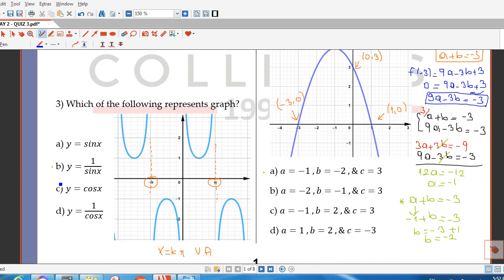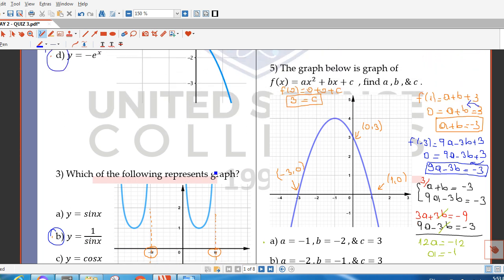Question 3. Which of the following is the graph? If we pay attention to each vertical line, negative pi, 0, pi, we can think that x equal to k pi will be the form of vertical asymptote, which gives us a 0 denominator. It is the case of a 0 denominator. So we know that k pi is the solution of sine, so there should be sine in the denominator. It is the graph of 1 over sine function.